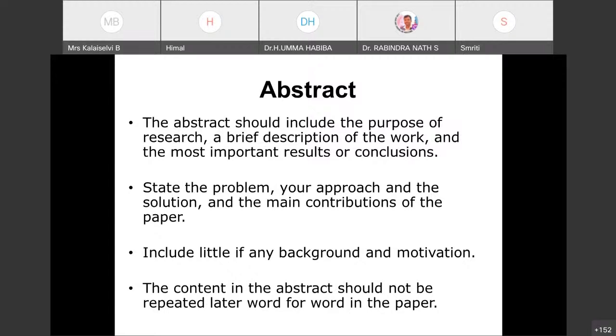Include little, if any, background or motivation, why you did this research, and so on. You can include that at the beginning of the abstract. And the content in the abstract should not be repeated later word for word in the paper. Sometimes this is a common mistake that people make, right? People take the abstract and then put the same type of sentences in the introduction, that means in the first section of your paper. So don't do that. It's not a good practice.